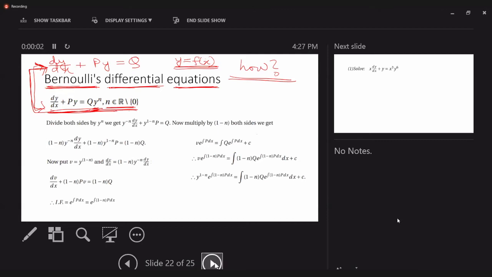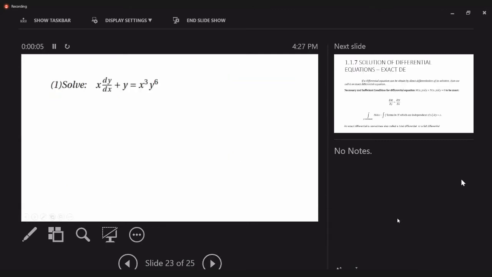Now it is time to apply this. This is our problem statement. Is this the Bernoulli's differential equation? Yes, because you are seeing this additional y raised to 6. It is non-linear. Now we have to follow the same steps. At least for the first step, you can easily tell me what I should do. Divide by y raised to 6. Okay, first step, I will just divide.